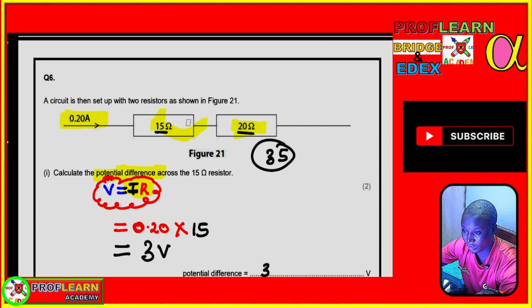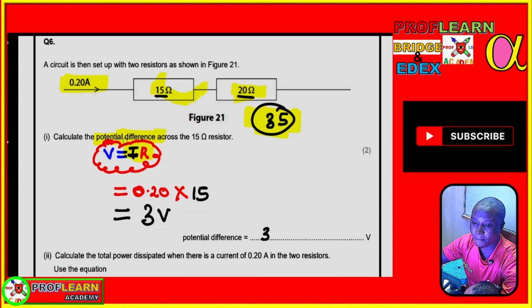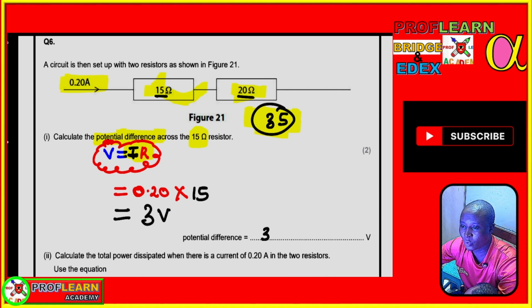So first we need to combine the two resistors. We have it as what? 35 ohms. So once you have the two resistors combined, then the potential across the 15 ohm resistor, that's the one that we should focus on first, is going to be the current through that 15 ohm resistor times the resistance. So it's going to be 0.2 times 15, and that is going to give us what? This value of 3 that we are having here.